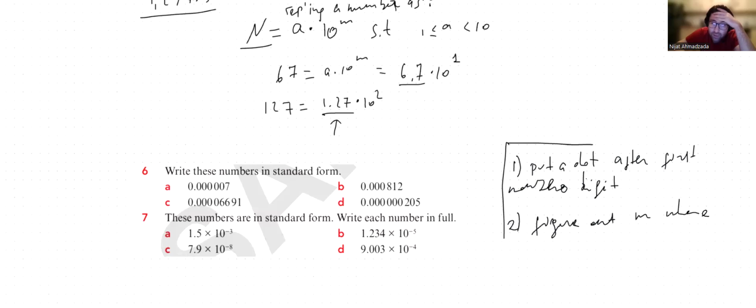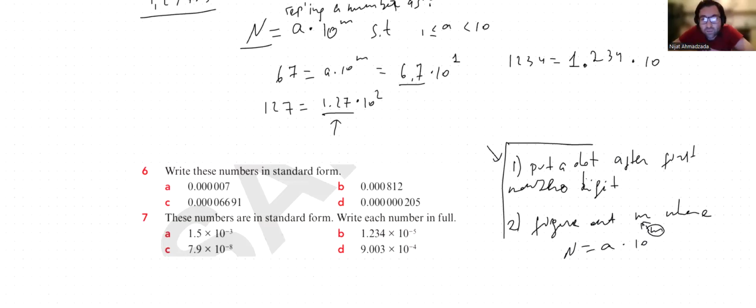where n is equal to a times 10 to the power of m. This m we're talking about, we have to figure out. For example, if we have 1234, let's just apply the steps. First step is to put a dot after the first non-zero digit, which is 1. We put a dot and write the number again, 234, times 10 to the power of something, so we have 1.234 times 10 to the power of something so that we can have 1234.